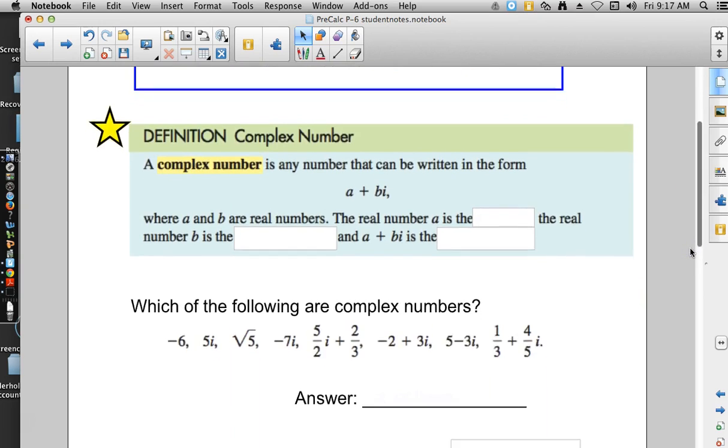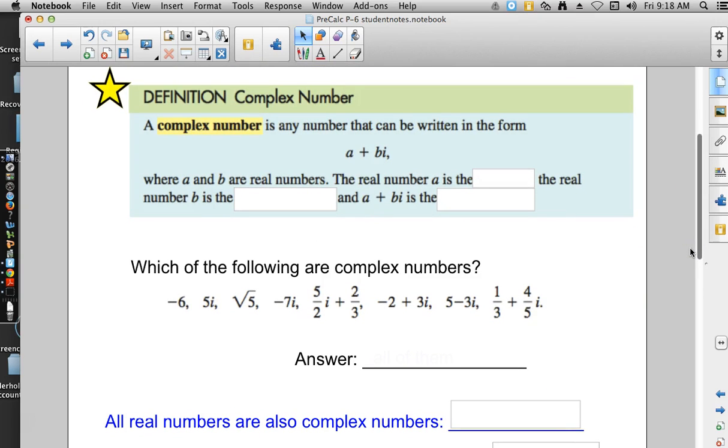And the definition of a complex number is any number that can be written in the form a plus bi. That's a complex number. Real number part in front, imaginary in the back. Where a and b are real numbers, the real number a is the real part. It has 2 parts, a real part and an imaginary part. And the real number b is the imaginary part, the part with the little i. And together, they are in standard form when we have the real number part out in front and then the imaginary part in the back.